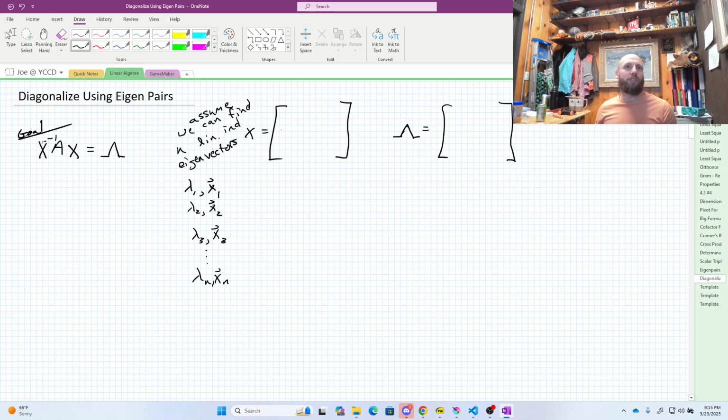I'm going to construct this big matrix capital X by sticking the eigenvectors into it as column vectors. So I've got x1, x2, and so on, and at the end I'm going to end up with xn. Then I'm going to construct my matrix lambda. This is going to be my diagonal matrix, with big fat zeros in the top and bottom corners, and then lambda 1, lambda 2, and so on until we get to lambda n down the diagonal. These lambdas have to be in the same order that the x's are in.